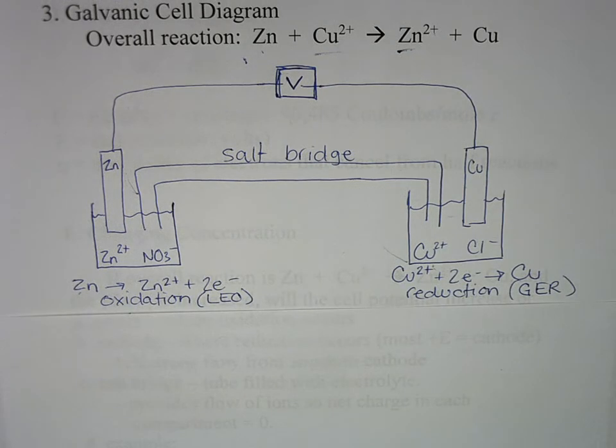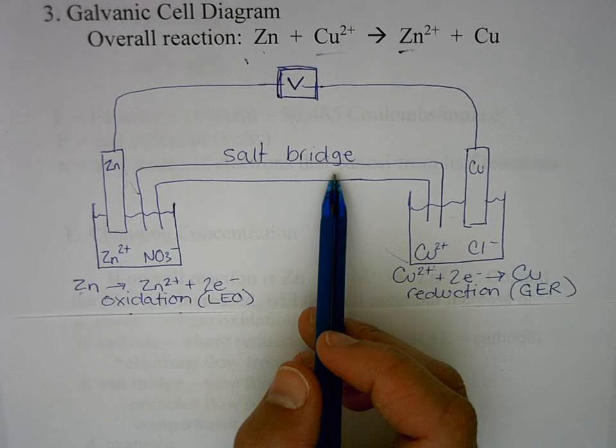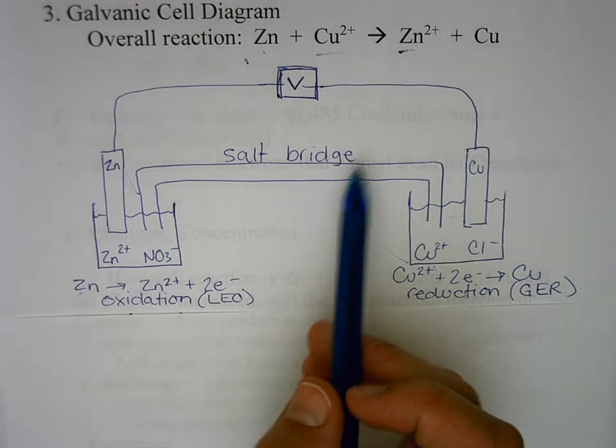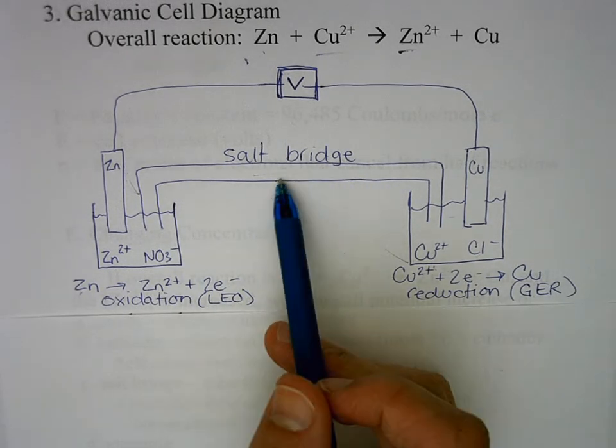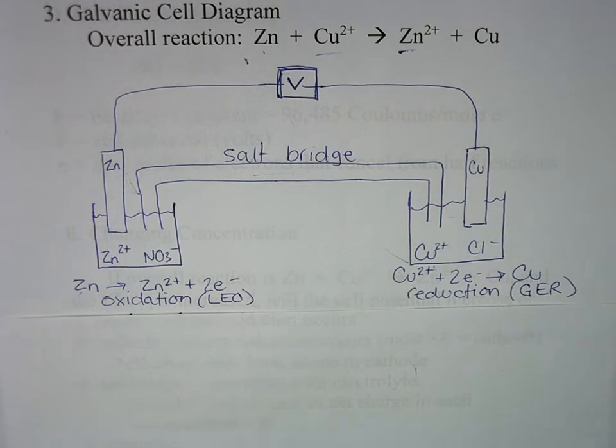Now, being that the name of this is the salt bridge, what do you think is inside of it? Salt. A salt solution. And remember, a salt is any kind of ionic compound. So you're going to have a solution in there that has some ionic compound dissolved in it so that it ionizes.